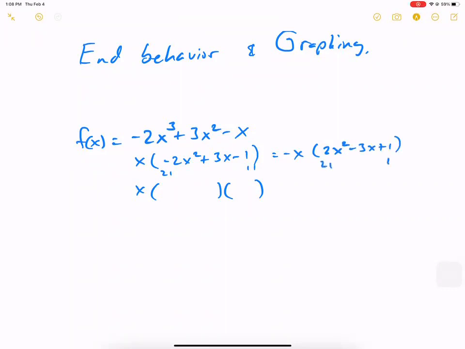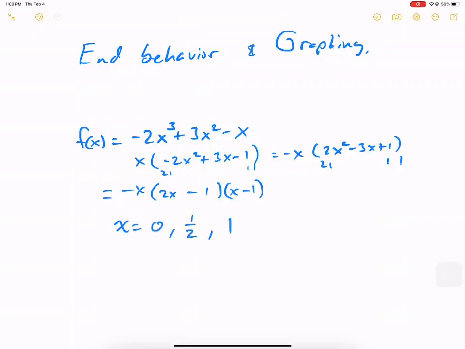2x and x, put a negative in the front, and we have 1 and 1, negative, negative. So we've spent a little bit of time factoring the problem so that we can find the factored version. From the factored version, we can say the zeros of the graph are 0, 1 over 2, and 1.